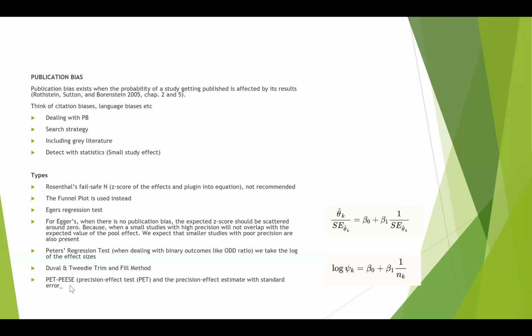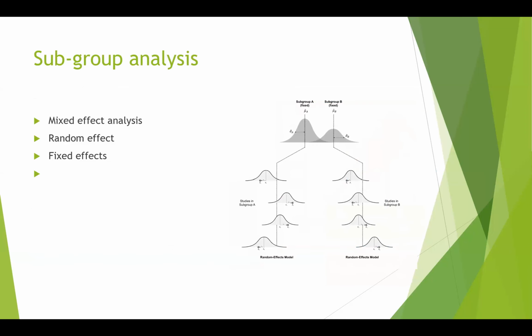Anyways, let me continue. So these are some of the few ways that we can get the publication biases detected. Then I can move on. We have talked about this. Now let's talk about the subgroup analysis quite shortly. Then we can run some few demonstrations.